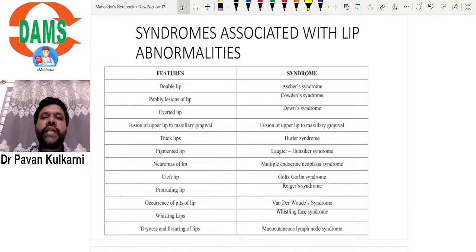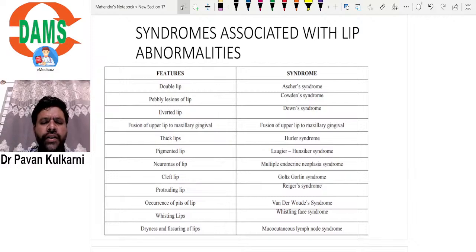Protruding lips are associated with one syndrome called as Rieger's syndrome. This is a very important table. You definitely can expect one MCQ from these tables, which I'm going to show you now. Rieger syndrome is associated with protruding lips. Lip pits are associated with which syndrome? Van der Woude syndrome. So lip pits are basically associated with Van der Woude syndrome.